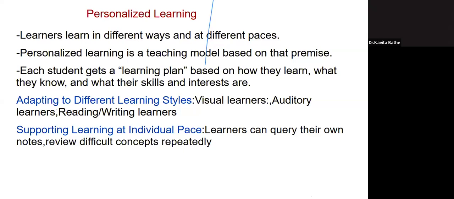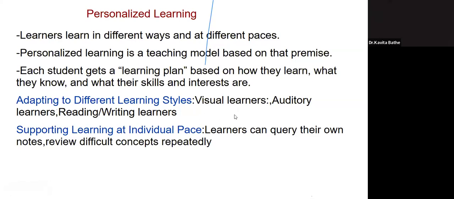Now, when we are dealing with personalized learning, in particular with the large language model, we have to consider two major things here. One is adapting to different learning styles, and the second is supporting learning at the individual pace. With reference to the first one, what I mean by adapting to different learning styles: some of the learners you can consider visual learners. I'll tell you one by one what that is. Then we can consider some learners as auditory learners, and some as reading and writing learners. For example, I have a class of students, say 50 students.